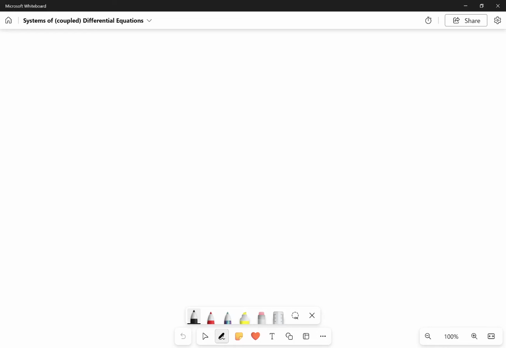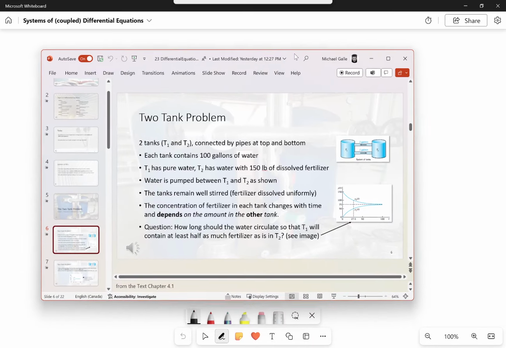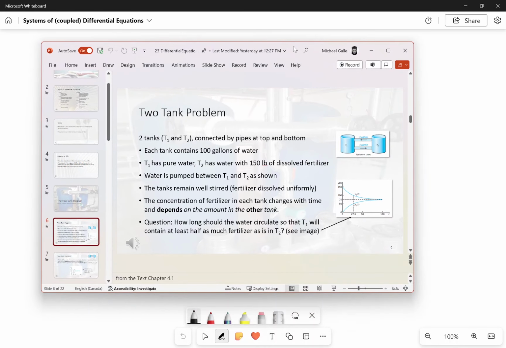In this video, we're going to examine how to set up and solve systems of coupled differential equations. And we're going to do this by example. In the first of the two examples, I'm going to discuss a system that has two components, so two tanks. We have tank 1 and tank 2. And it starts off, this type of problem, in tank 1, you have pure water, 100 gallons of pure water.